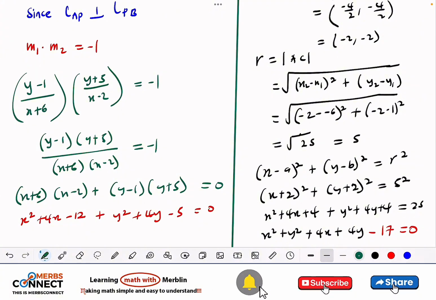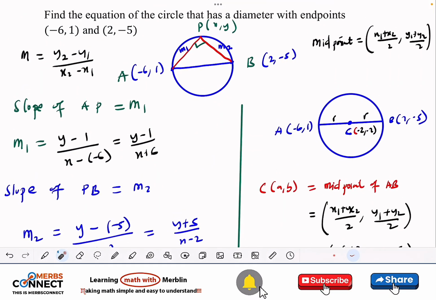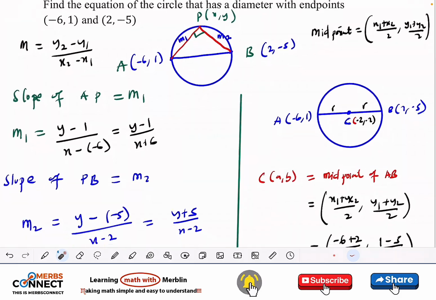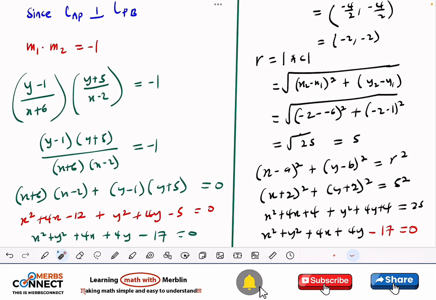So you're going to have x squared plus y squared plus 4x plus 4y. Then what is minus 12 and then minus 5? That is minus 17, which is indeed the same as this. So you see that this is the same as this. So either you use the diameter, I mean, using the slope when they meet at 90 degrees, and also going for finding the center and finding the radius and using the equation of the circle, you are going to get the same thing.